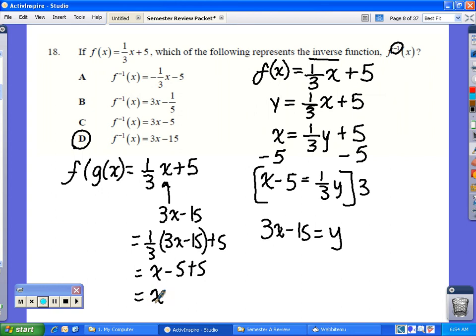Okay, please remember that inverse functions, you have the reflection over the line y equals x. So again, if I did g of f of x, I would get the same result, and that is how you would verify that you found the inverse function.